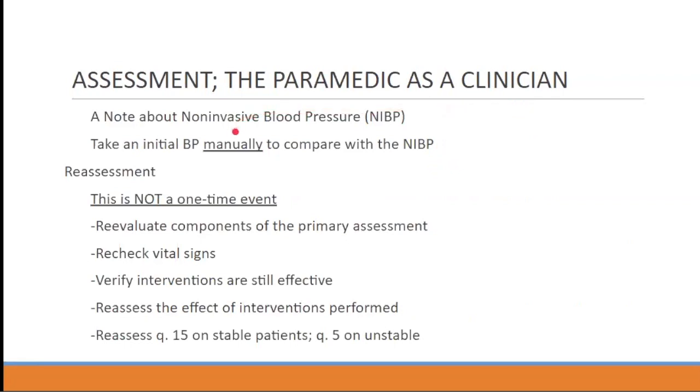So we also want to check blood pressure. Take an initial blood pressure manually and compare it with the non-invasive blood pressure. Non-invasive would be like the automatic one, but a manual blood pressure is best. I still believe in manual blood pressures if I think that the blood pressure is going to be a major concern for the patient, right? If we get back 2 bad readings, I'm going to take a manual just to confirm it because I want to own that blood pressure if it's really bad or really high.